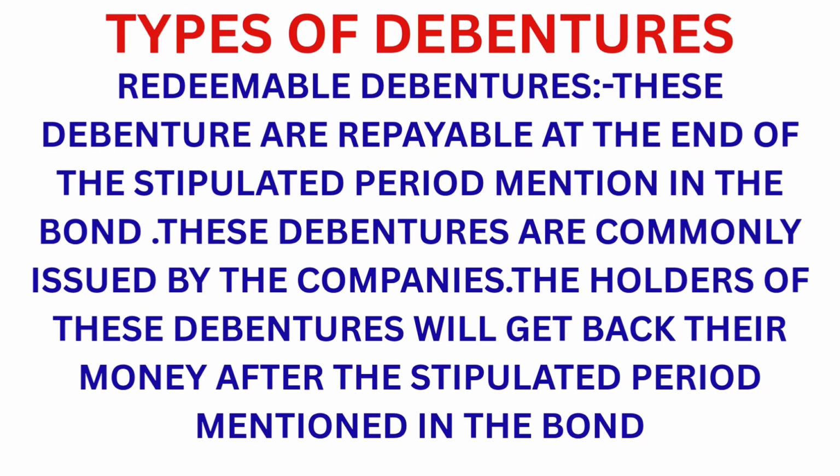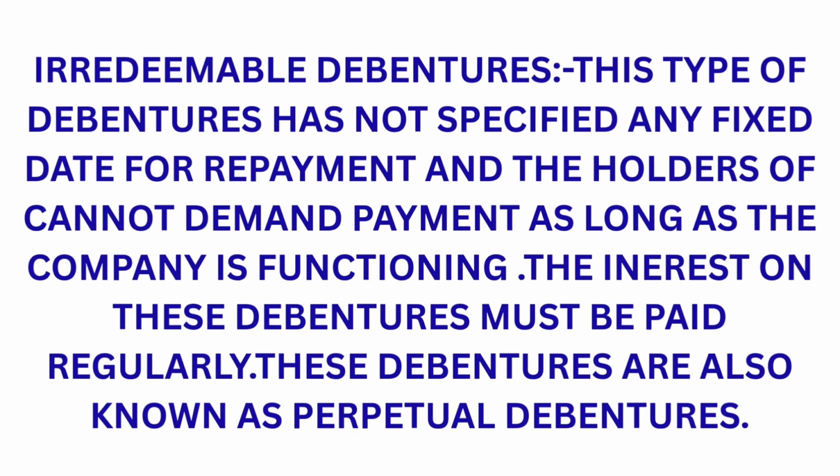First is redeemable debentures. These debentures are repayable at the end of the stipulated period mentioned in the bond. These debentures are commonly issued by companies. The holder of these debentures will get back their money after the stipulated period mentioned in the bond. So students, mostly companies issue this type of debentures. The name itself says redeemable, that means a company has to pay back the amount after the stipulated period of time which is mentioned in the bond.